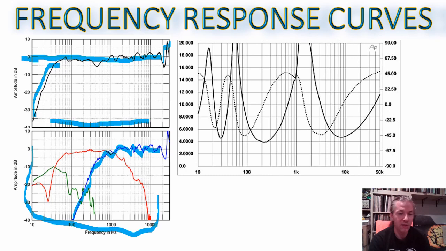And you see for the mid-range unit, that's the red. So that one has a nice even slope from about, let's say, about 60 hertz to about a kilohertz, and that's the optimal working range for most mid-range units. And from then on, there's a crossover, and we see that the response drops in this area.